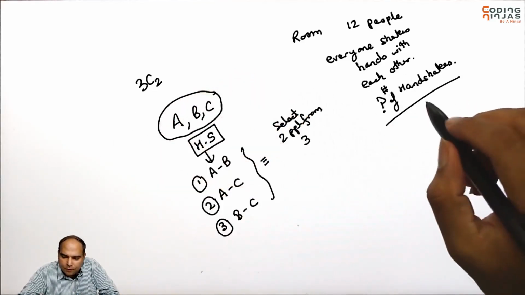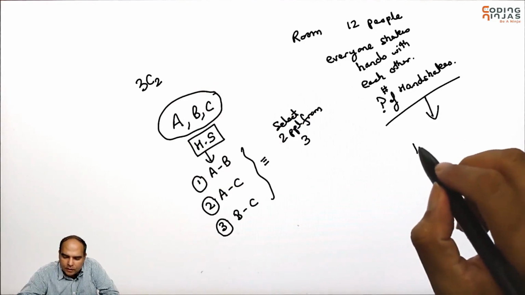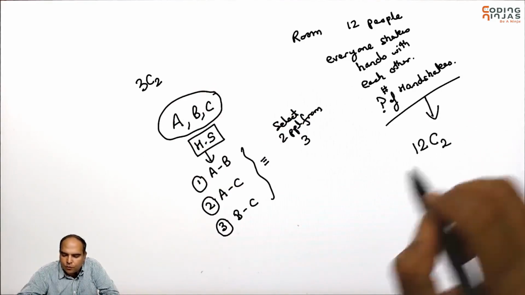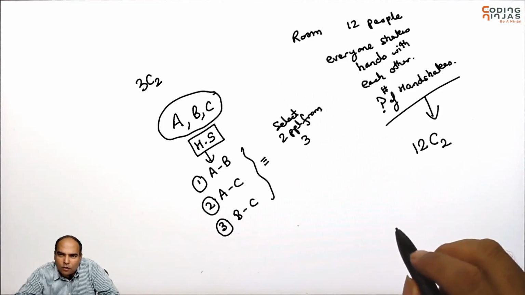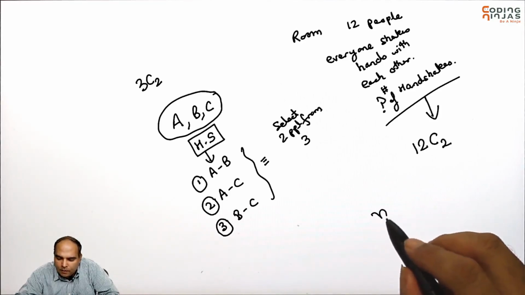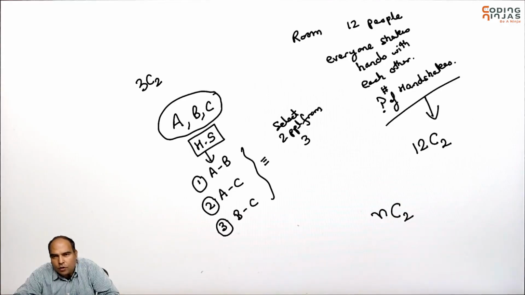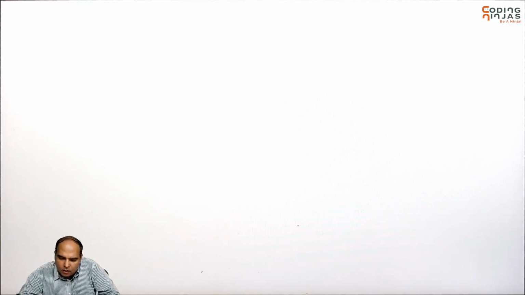In this case, if I want to find the number of handshakes, I can do it using 12C2. So that's a simple, straight question. NC2, when you're talking about 2 people shaking hands from n people, the generic solution always is that the number of handshakes is NC2. Right? Now, this question can also be asked in a different scenario, the handshake question.